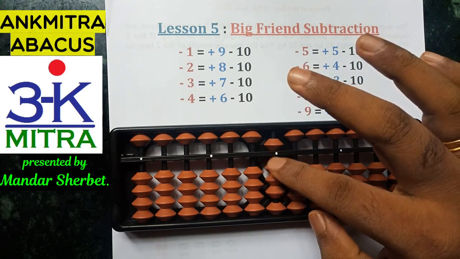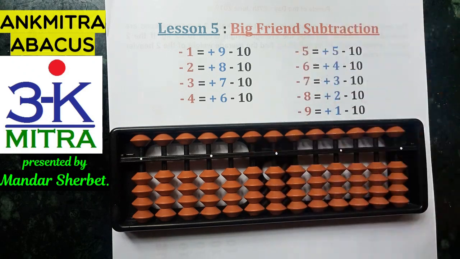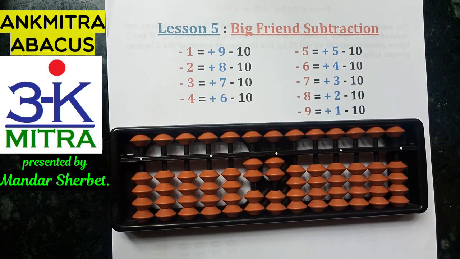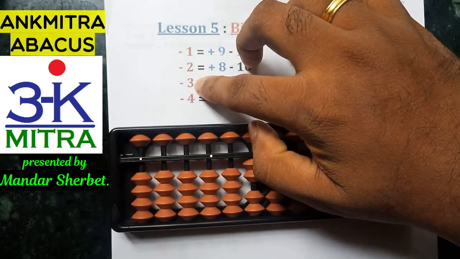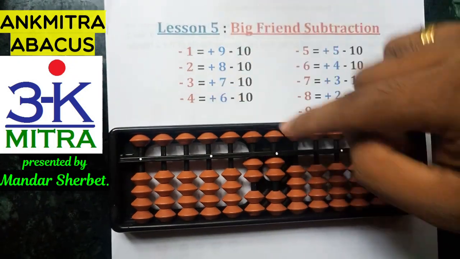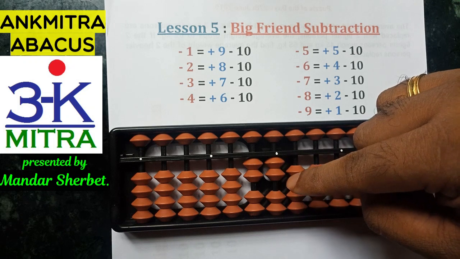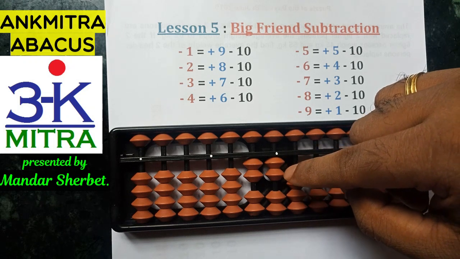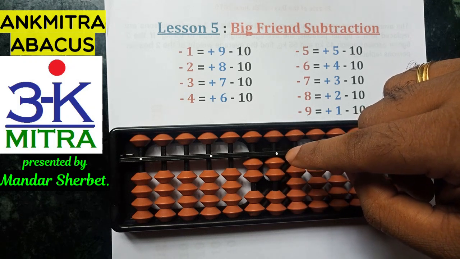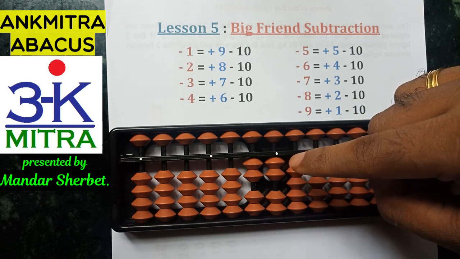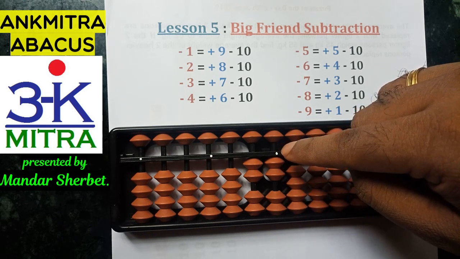Let's check out an example. Suppose I have the number 22 with me, and I'm supposed to subtract, let's say, 3 from this. For subtracting 3, the first thing I need to check is whether I have 3 beads available to subtract directly. I don't have. The next thing I need to check is whether I have the bead of 5 available to subtract so that I can use the small friend formula. I don't have that either.